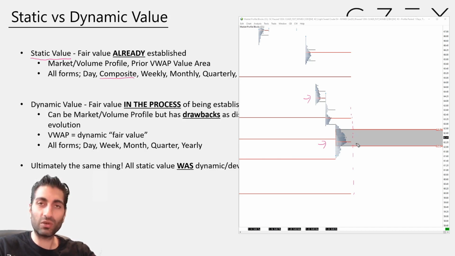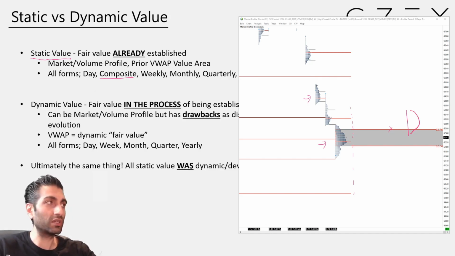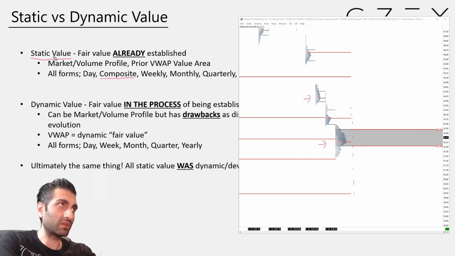Is this ever going to move, these areas? Obviously, we might get rid of them if we get a huge profile balancing over it. I'm not talking about that. I'm saying, is this value area high for that particular composite period ever going to change? No. So it goes in static value, already established.